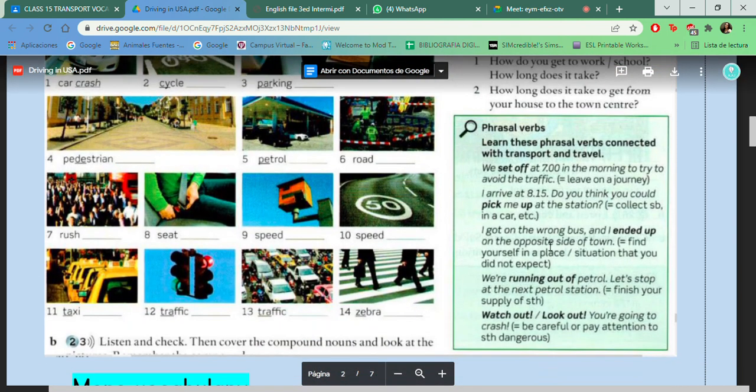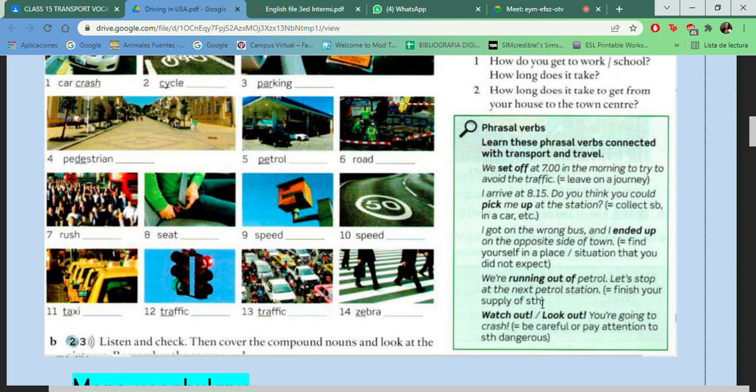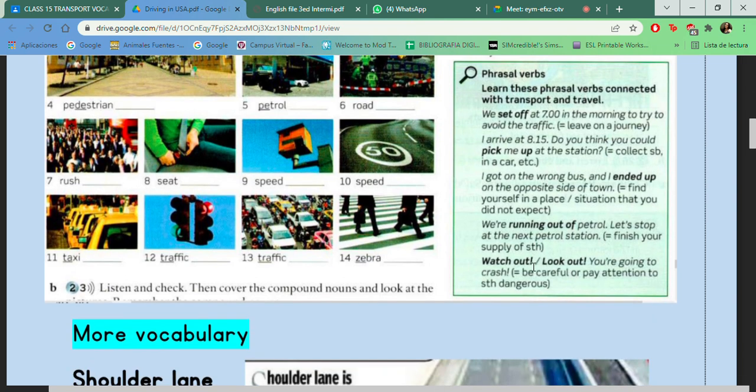Excellent. Now let's see some phrasal verbs. Here you have set off. It means to leave on a journey. Pick someone up is to collect somebody in a car, and the opposite is drop somebody off. Okay, pick up, drop off. Then you have ended up. This means to find yourself in a place or situation, not only a place, it can be a situation, that you did not expect.